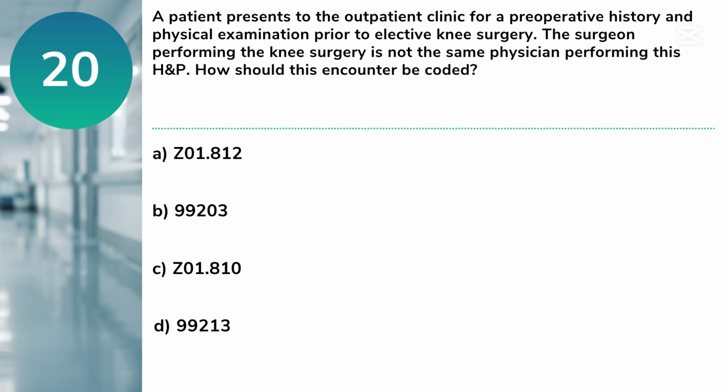Question 20. A patient presents to the outpatient clinic for a preoperative history and physical examination prior to elective knee surgery. The surgeon performing the knee surgery is not the same physician performing this H&P. How should this encounter be coded? A. Z01.812. B. 99203. C. Z01.810. D. 99213.